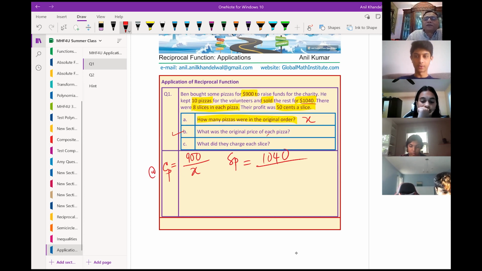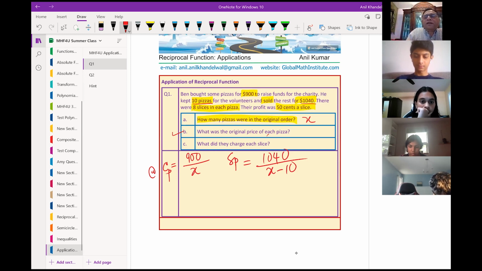Is it X minus 4? X minus 10, because 10 were kept. He did not sell 10 out of the whole lot. So out of X which were purchased, 10 were not sold. Only X minus 10 were sold. Therefore, when you were selling, there was a selling price of each pizza, right? Which will be 1040 divided by X minus 10, correct? Is this clear to everyone?